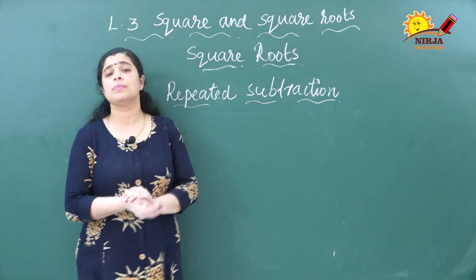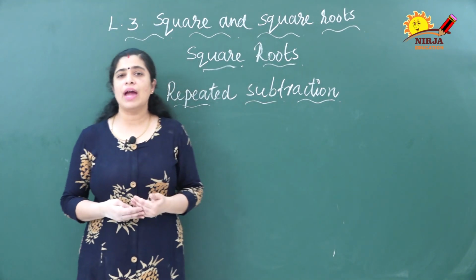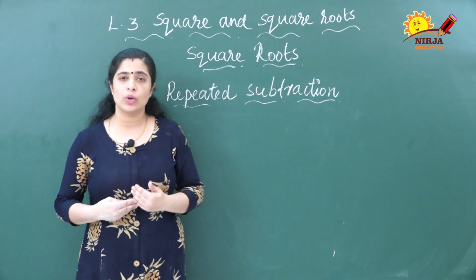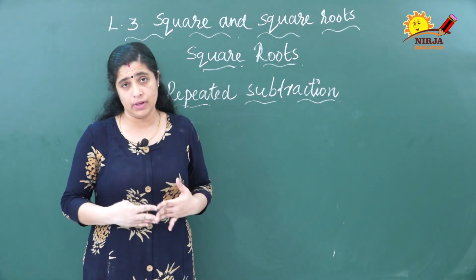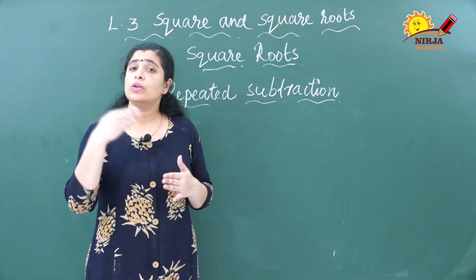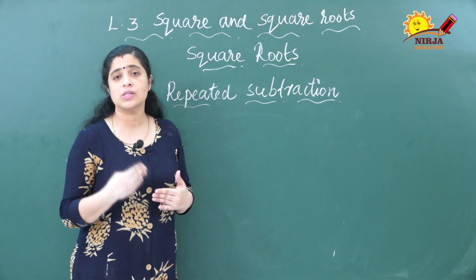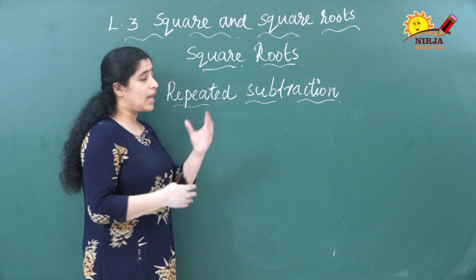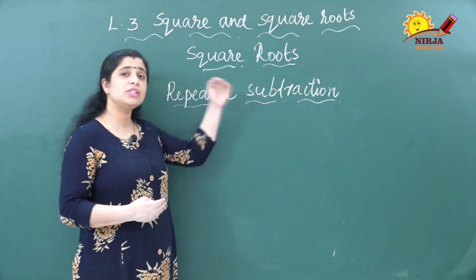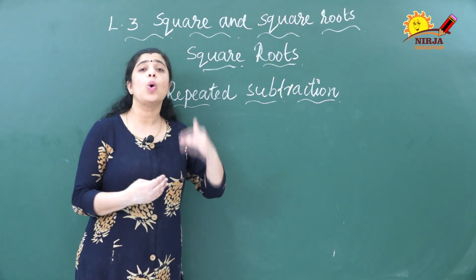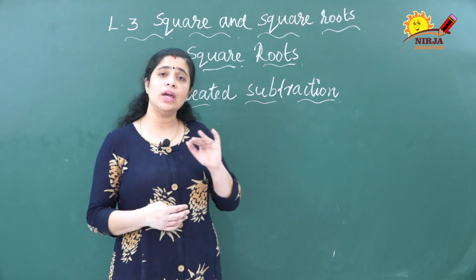Using this repeated subtraction you can find the square root of a number. Already we have discussed one property of the square of a number, that means when you add consecutive odd numbers, you will get the square of the number. This can be applied here for subtraction. We have to do continuous subtraction using odd numbers only, not the even numbers.